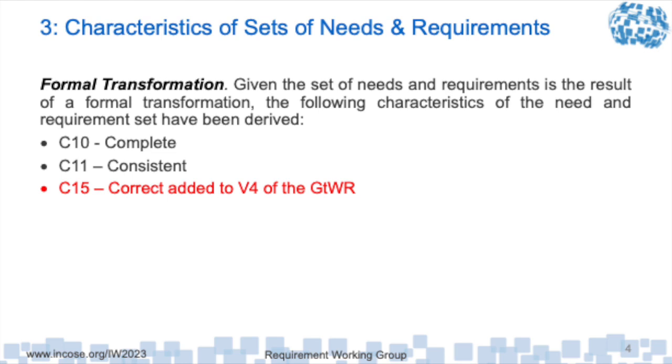And so there are certain characteristics that apply if you did the formal transformation right, and then there are other characteristics that are more aligned to if it's an obligation, if you're going to agree to do it. So we have three: complete, consistent, and for some reason we didn't have correct as a characteristic. That's one thing that we've added, C15, correct.